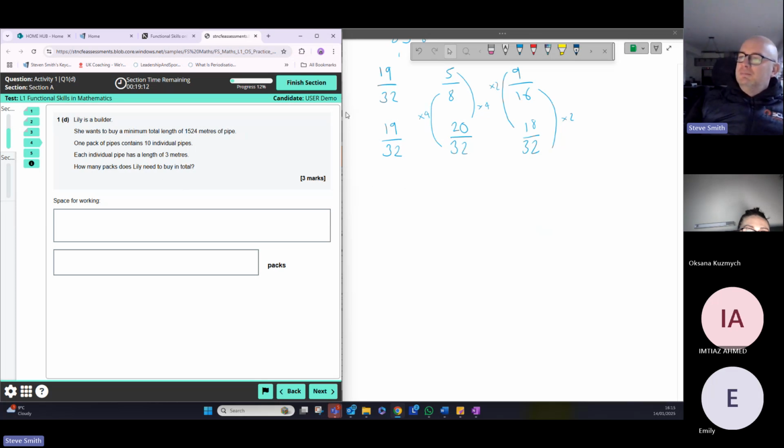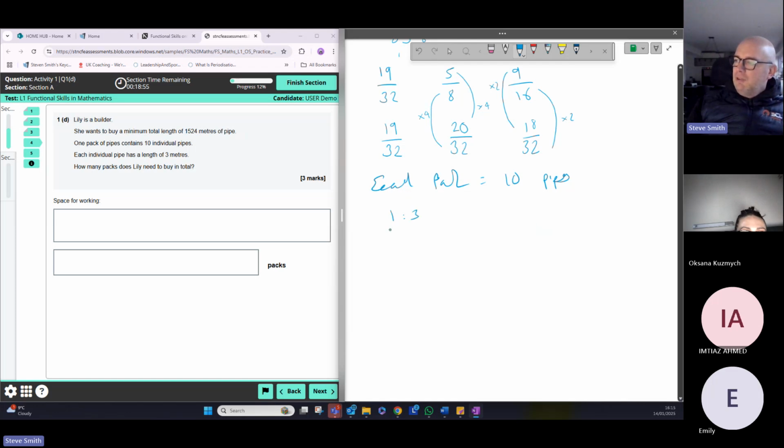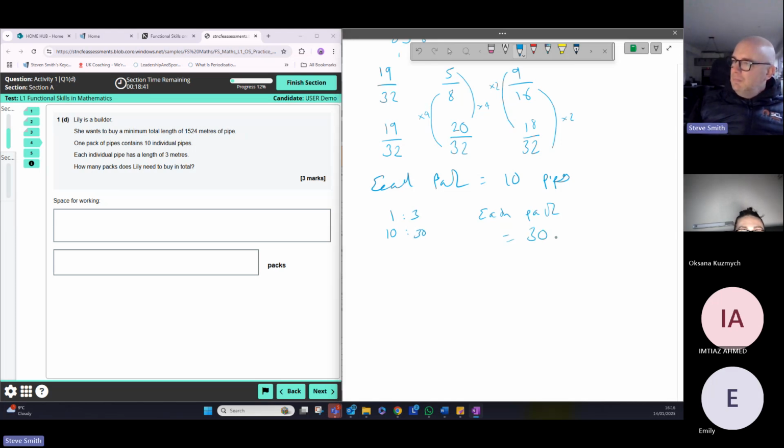Okay, stop. We know that packs come in packs of 10. We know that each pack is 10 pipes. Okay, one pipe is 3, so 10 is 30. You just times that by 10, haven't we? So we now know that each pack equals 30 meters.